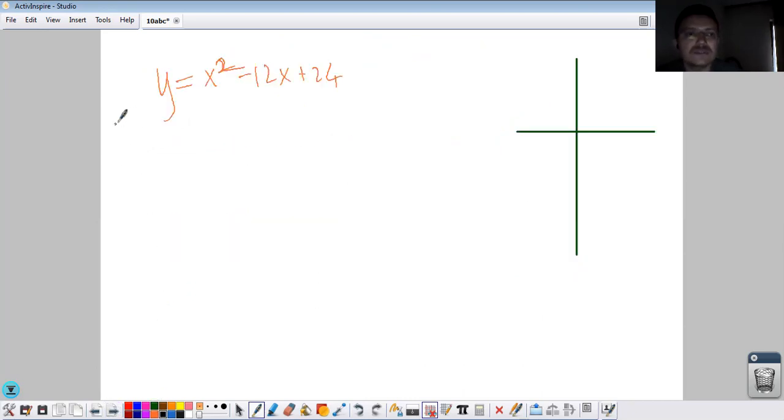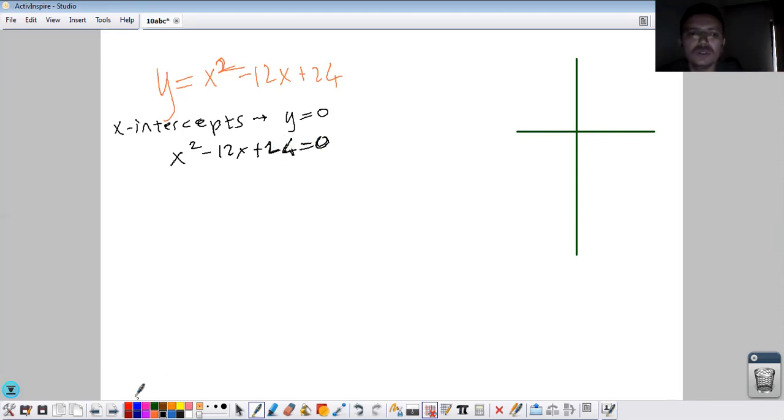So step 1, try to find the X-intercepts. X-intercept means that the opposite letter, y, equals 0. So I need to write 0 is equal to x squared minus 12x. I just don't want to keep the 0 on the left side, so I put it on the right side: x squared minus 12x plus 24. It looks more like a quadratic equation now. That's why I do that. Also know that y can be written as f of x in examples. Then you try to find the x-intercepts from here.